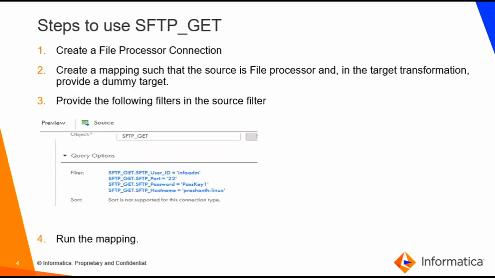Here are the steps to make use of SFTP GET. The first step is to create a file processor connection. Next, we need to create a mapping or even a data synchronization task such that the source is file processor, and in the target transformation provide a dummy target. Provide the following filters in the source filter as shown in the image. And the last step would be running the mapping. In the demo, I will also cover why I mentioned dummy target and what these filters are. Let us quickly go through the demo.